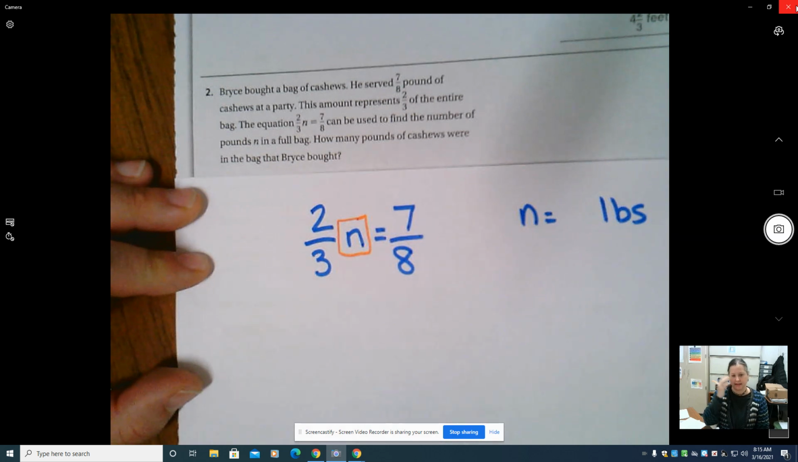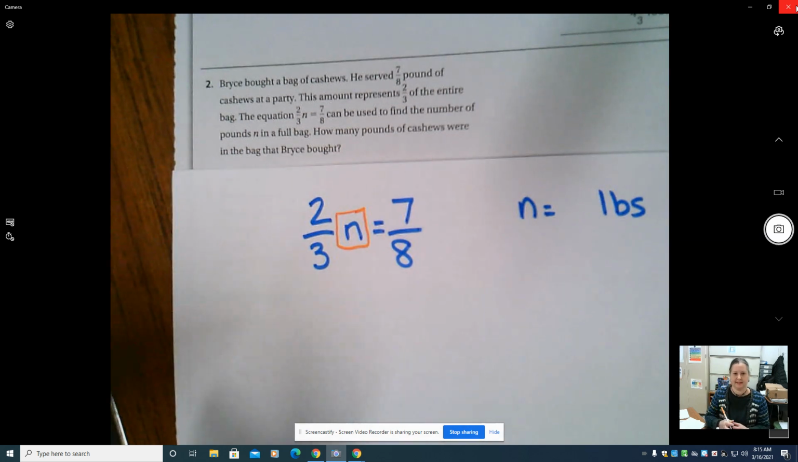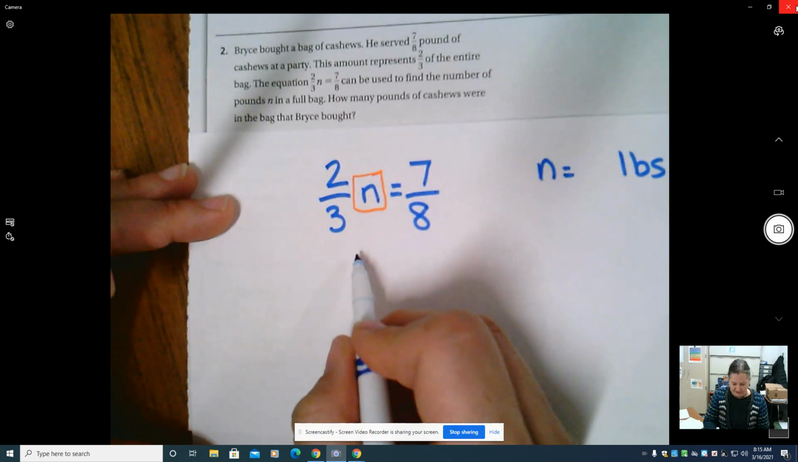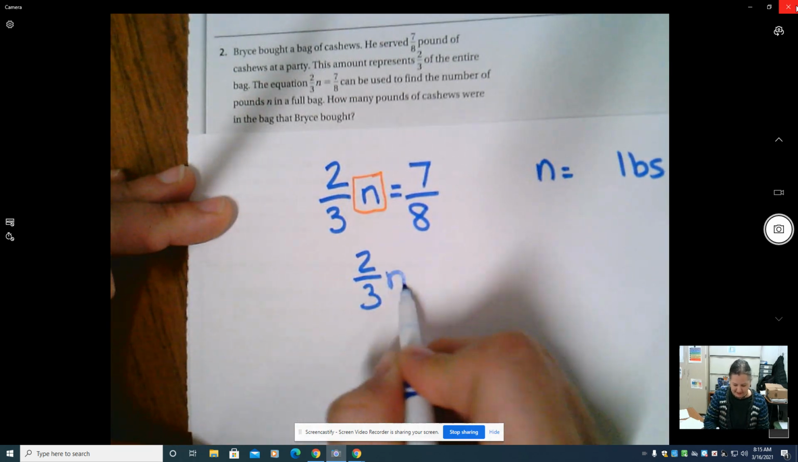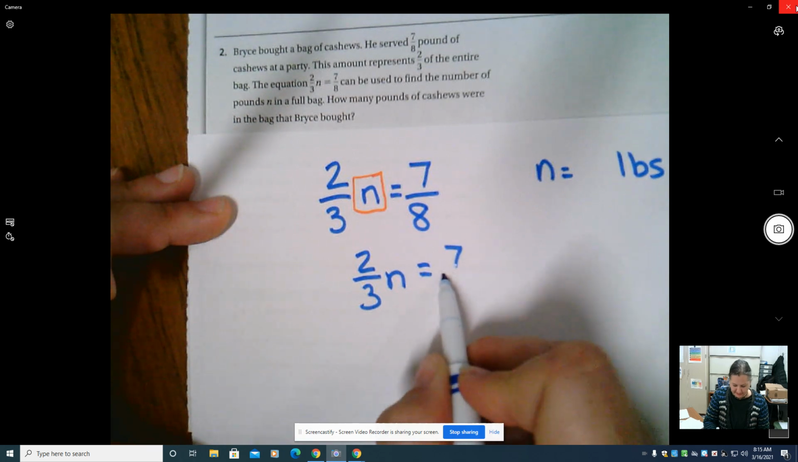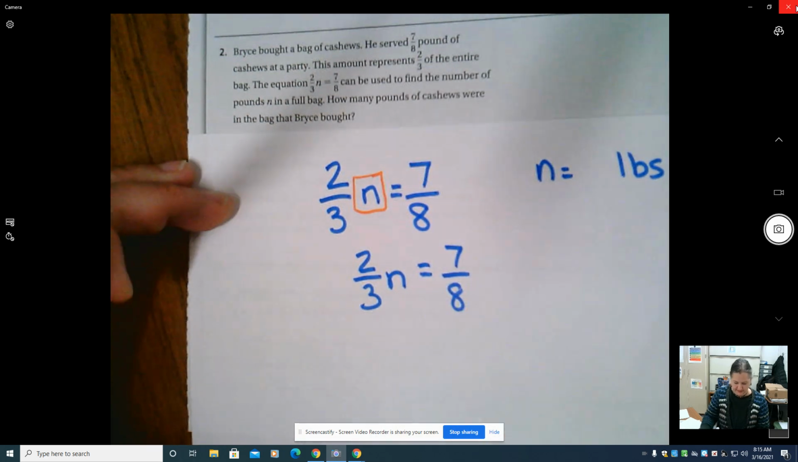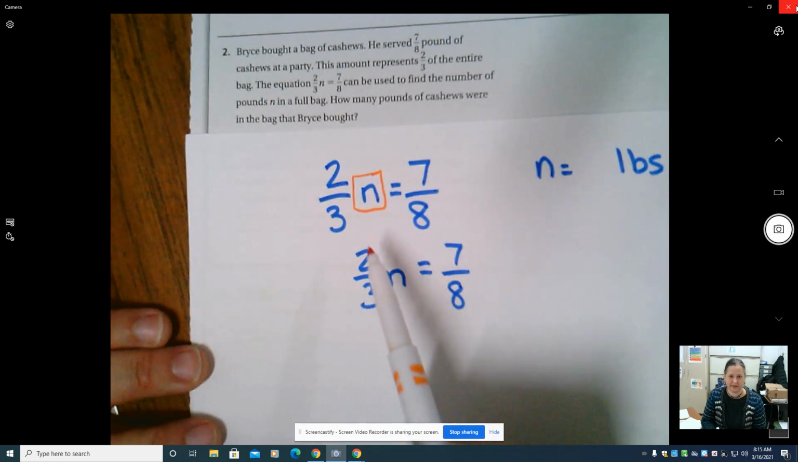Now you don't have to make that box around it every time. I'm just showing you what isolating means. You can actually just leave it as n. In fact, I better show you that way because as you get to be better at math, you don't just circle the n or do anything to the n. You just start isolating the variable.